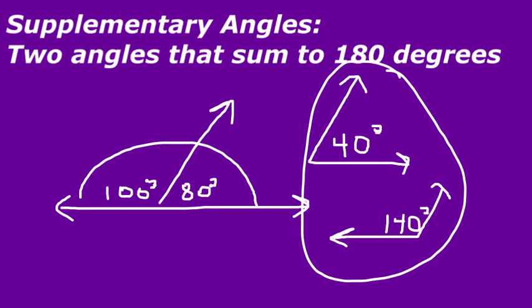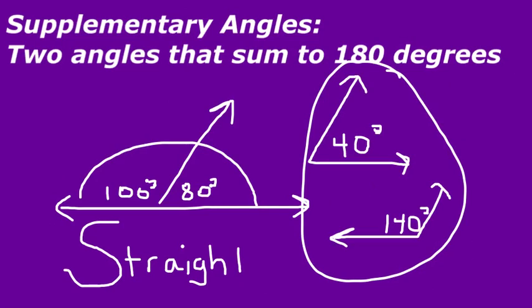Now, just like complementary, there's a trick to remembering this as well. Supplementary starts with an S. So does straight, like a straight line. And if you think about a straight angle, starts with S, supplementary starts with an S. That should help you to keep the difference between complementary and supplementary.